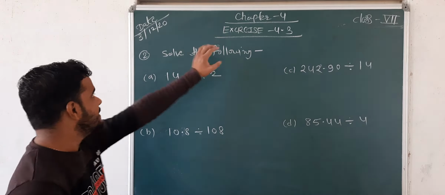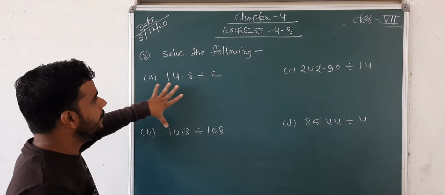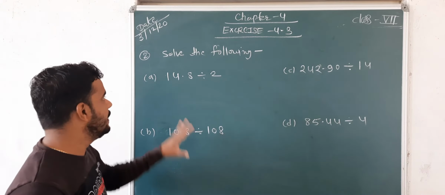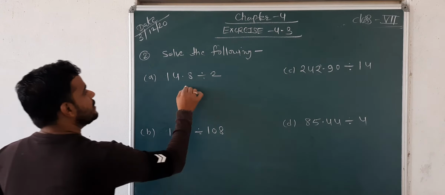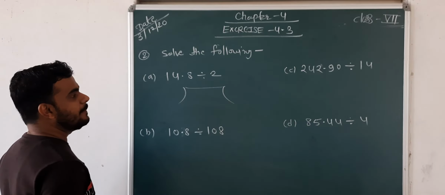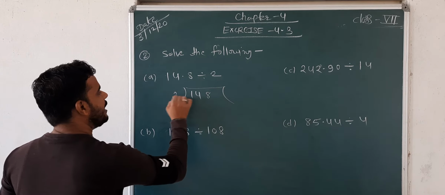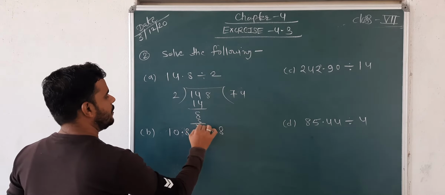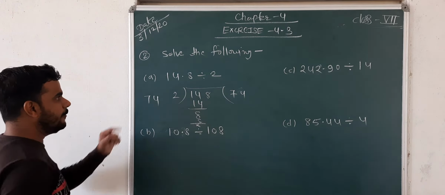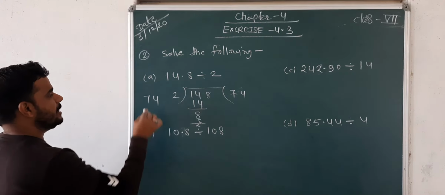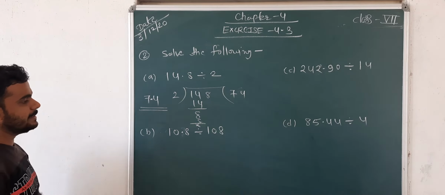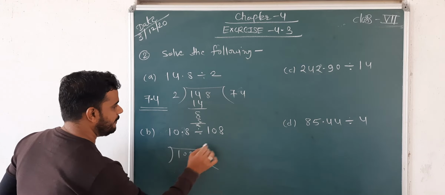Okay, students. The next, second question: solve the following. It means we have to divide the numbers, like we did with multiplication. We only divide the numbers and afterwards place the decimal. The first is 14.8 divided by 2. It means 148 divided by 2. Two sevens are 14, then 8 is here, two fours are 8. So the answer is 74. But after the first digit the point is there, so the answer is 7.4.